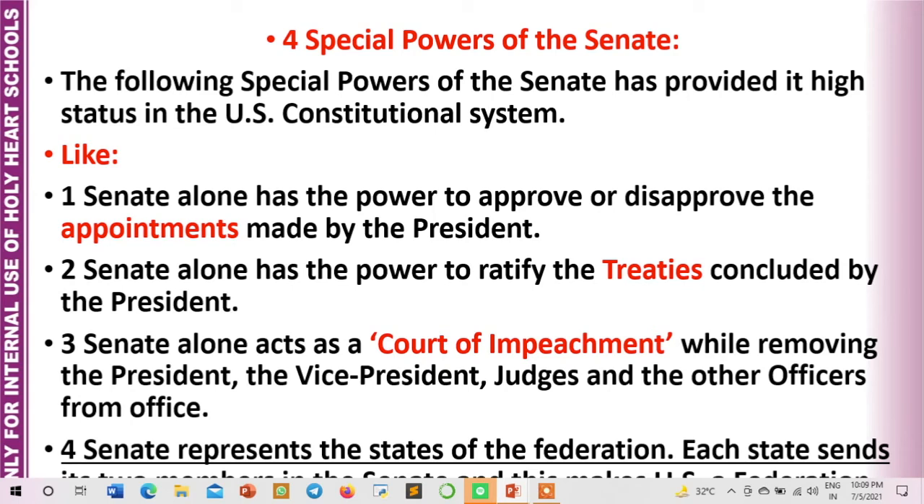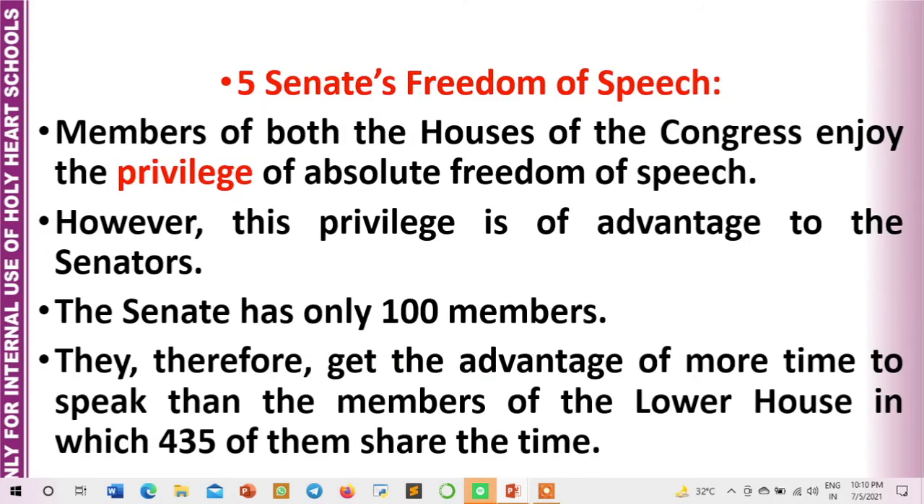The Senate represents the states of the federation, and each state sends two members to the Senate. This way, the Senate becomes more powerful because it alone has the power to finalize all the appointments made by the president, to finalize all the treaties signed by the president, and it alone can act as a court of impeachment. The next is the Senate's freedom of speech.